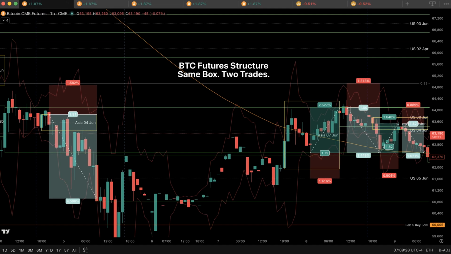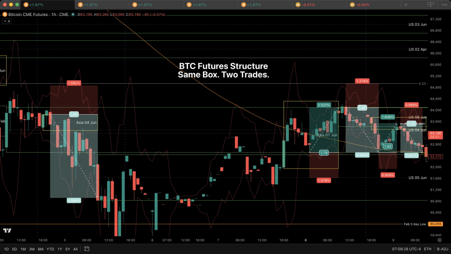Price bounces inside the trap, but it cannot escape the old box. The session forms inside compressed memory. Before any trade, the higher time frame comes first. Do not enter the 1-hour chart blind.